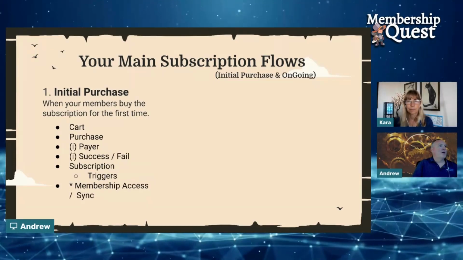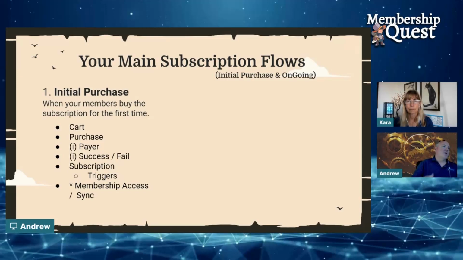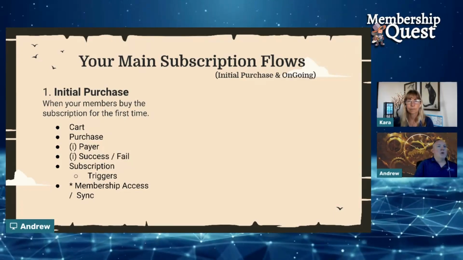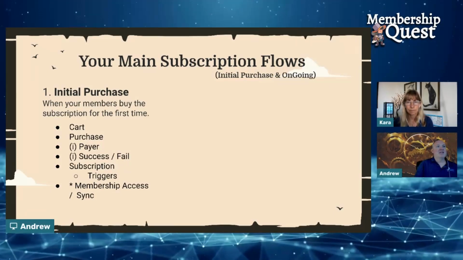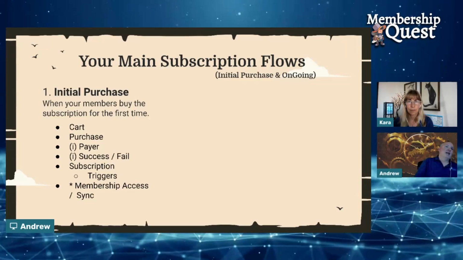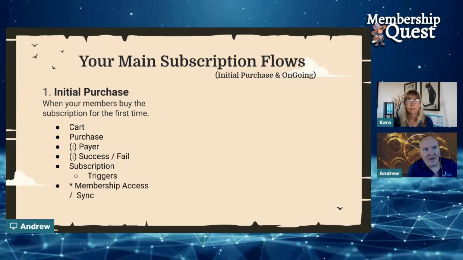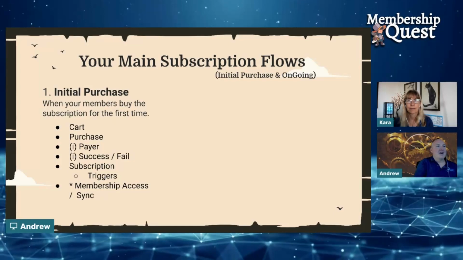So our initial purchase, this is the first moment in time. They add it to the cart. Then you have your purchase action. They put in their customer information and their credit card information. Anybody who knows WooCommerce test, the secret test card, don't tell anybody, 4242. If you ever put 4242 in, let me know. That's our secret card, Kara.